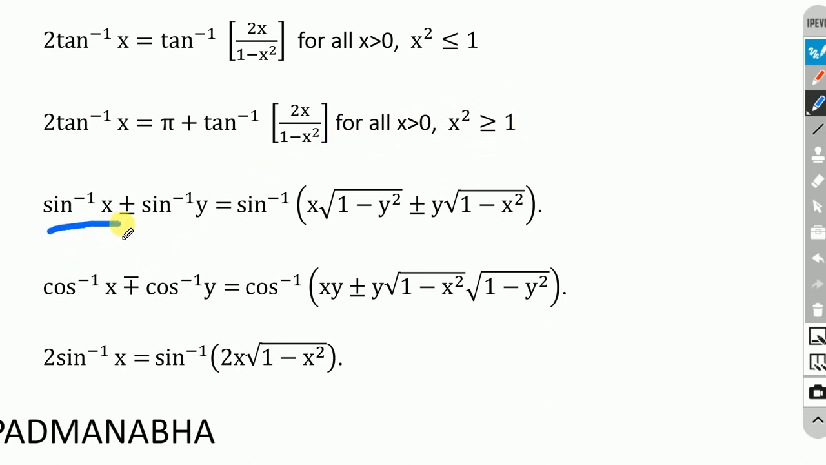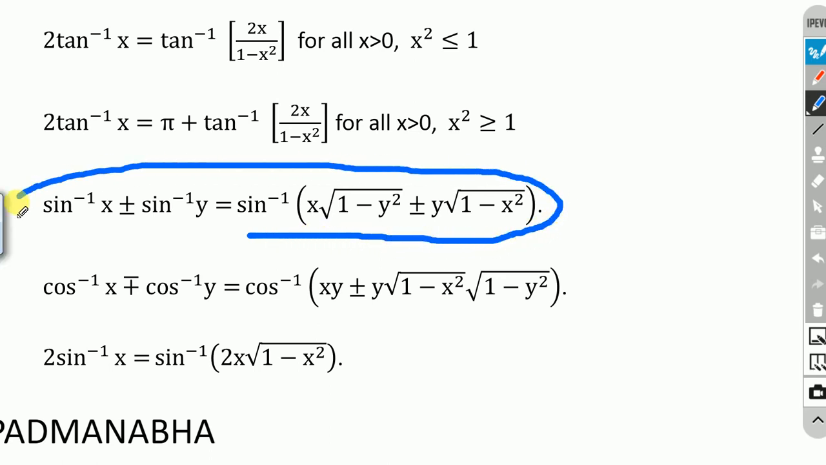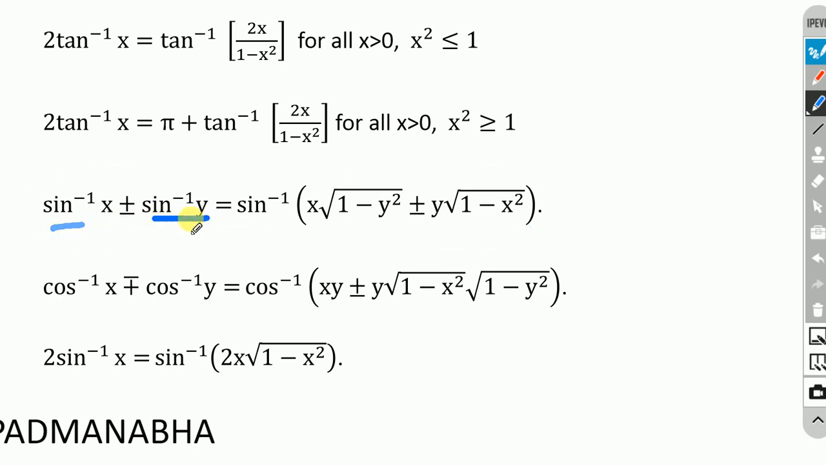Sin inverse of x plus or minus sin inverse of y: this formula is equal to sin inverse of x into root of 1 minus y square plus or minus y into root of 1 minus x square. That is, sin inverse x plus sin inverse y is equal to sin inverse of x into root of 1 minus y square plus y into root of 1 minus x square. If we have sin inverse of x minus sin inverse of y, we have sin inverse of x into root of 1 minus y square minus y into root of 1 minus x square.